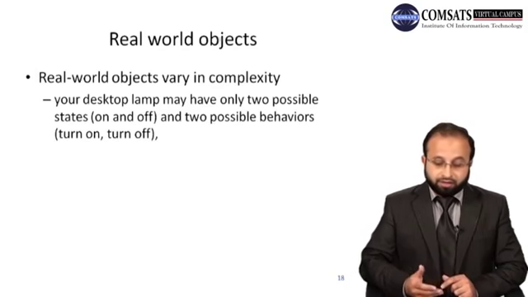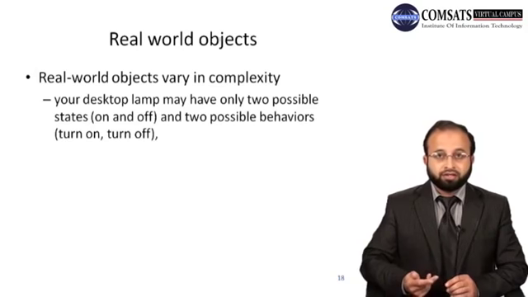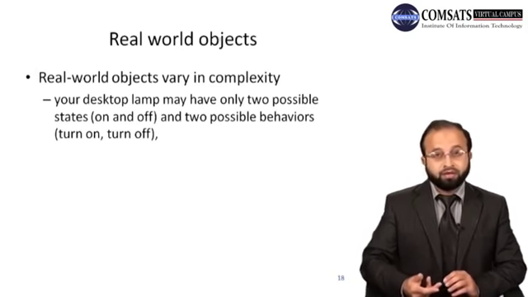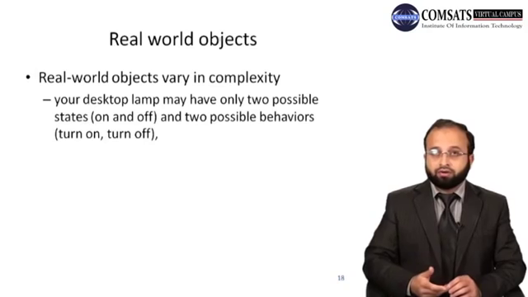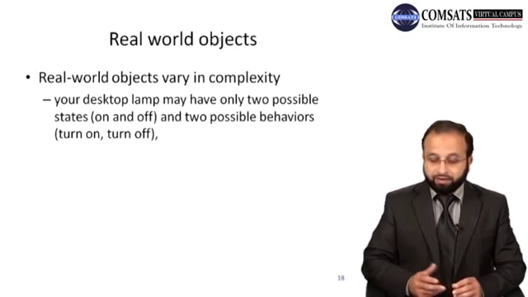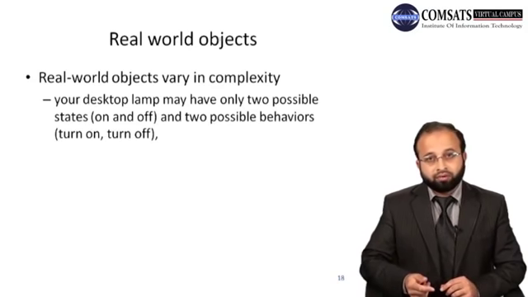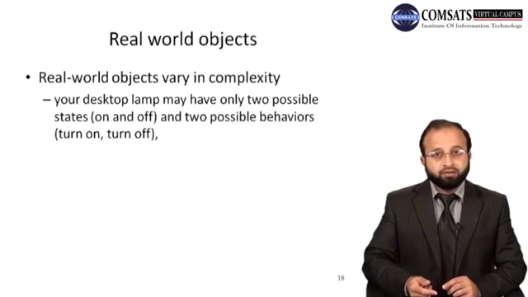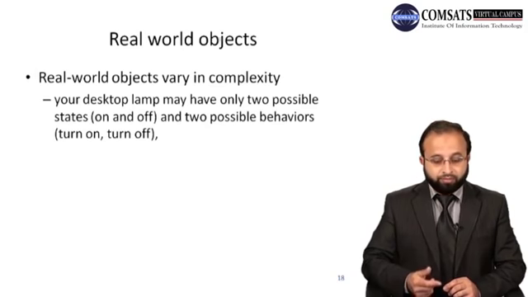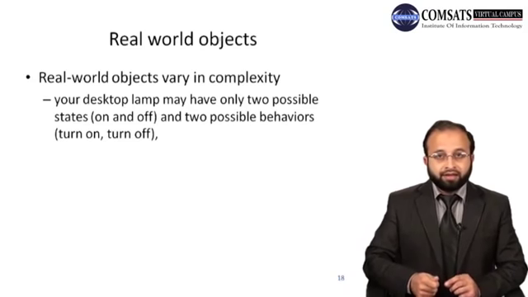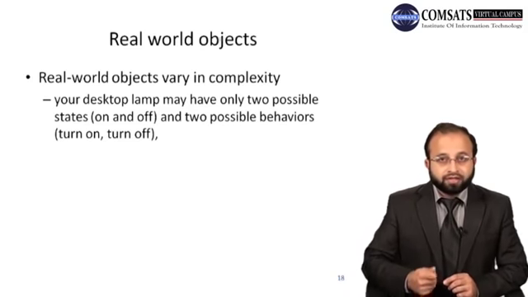For example, take the example of this desktop lamp. It has 2 possible states, either on or off, and 2 possible behaviors, turn on or turn off. For example, I have a lamp and its state is off, and I want to change its state from off to on. What I have to do is execute its behavior. What behavior? Turn on. So I execute that behavior and the state of the object is changed.